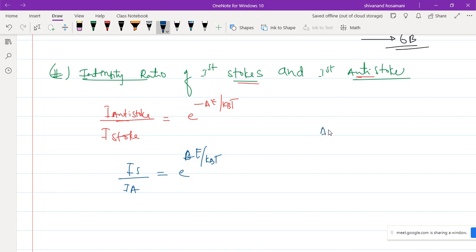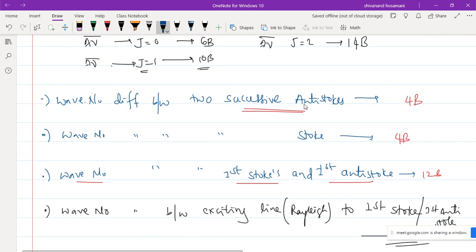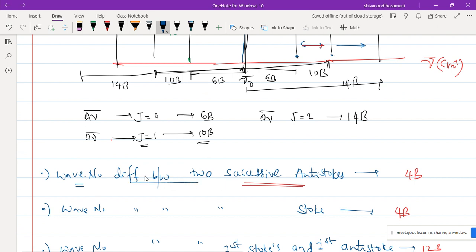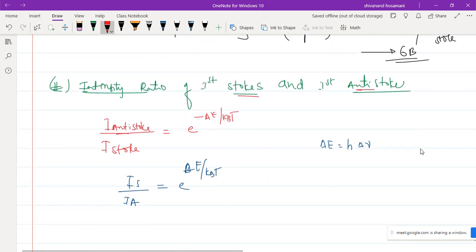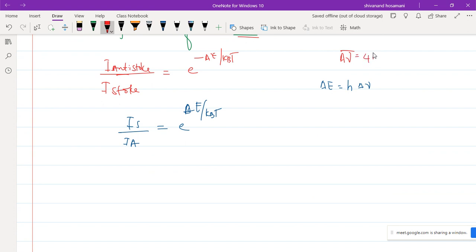See, we already know delta E is equal to hc or h delta nu, but we know the nu bar difference, the difference in terms of wave number. Then can you tell me the frequency difference between Stokes and anti-Stokes? How much do you say the frequency difference is? If delta nu bar is given as 4b, then what about delta nu? Delta nu is equal to 4b divided by c.